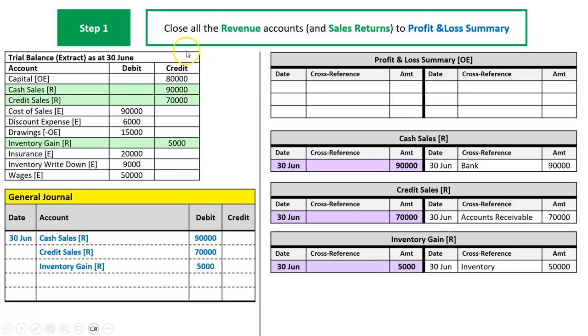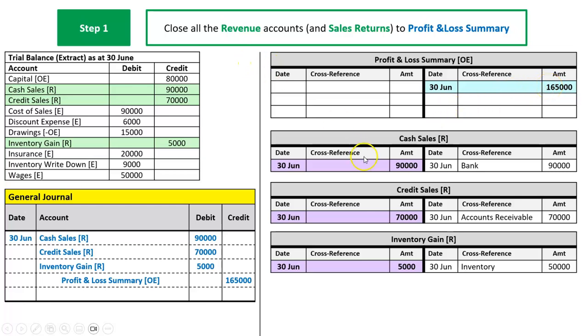And I'd say I'm closing them to profit and loss summary. So if they're debits here, it must be a credit here. Just one giant figure. We don't put them separately, as I explained in the previous video, but the total of these is 90, 70, and 5. That's a total of 165.